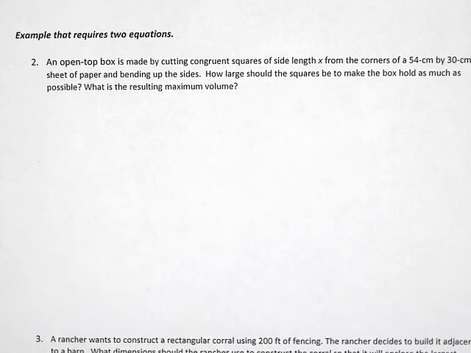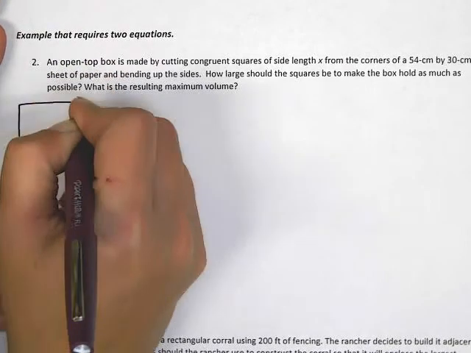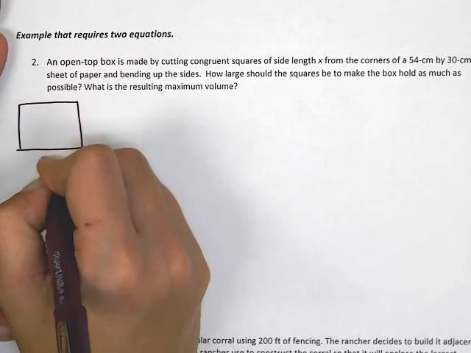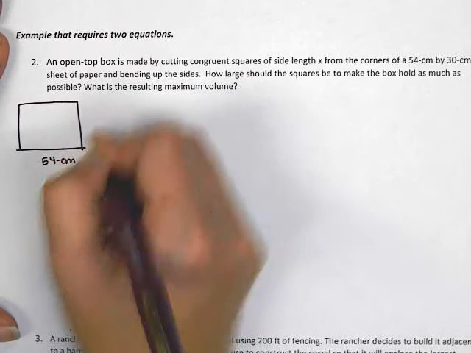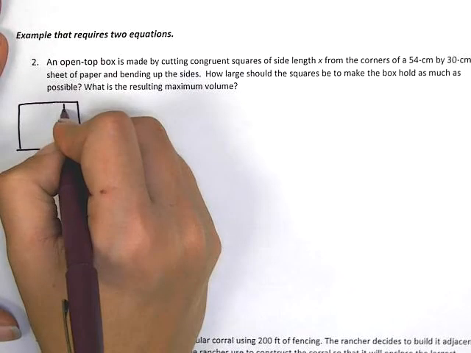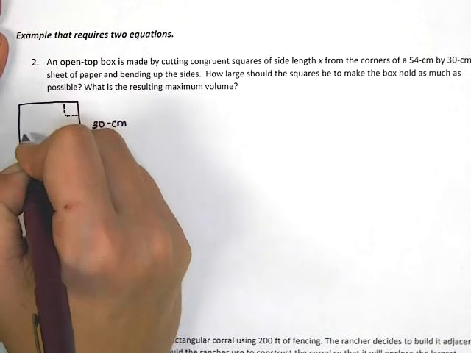Now this is very similar to the problem we did in class. We're going to take a sheet of paper, and I do think that drawing a picture here can be very helpful to visualize this. That is 54 centimeters by 30 centimeters. We're going to cut squares from the sides.